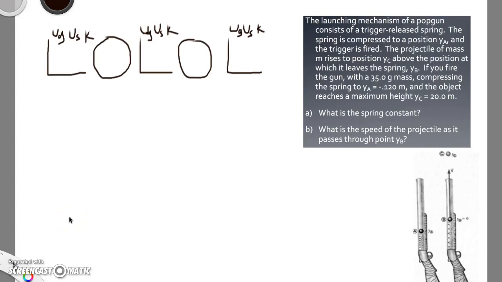For the next scenario we're going to look at, we have a situation with multiple parts. We have a pop gun here, and we're going to take a bullet, or we'll say a projectile, and we're going to compress a spring with it, and then we're going to release it, and we're going to look at what happens to it at two different positions. We have position B right here, and then position C right here.